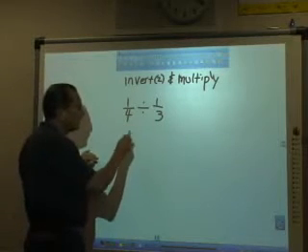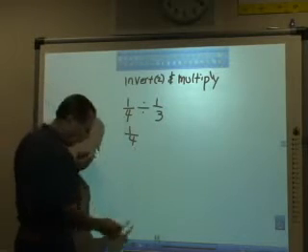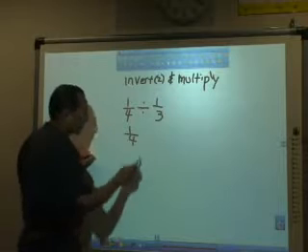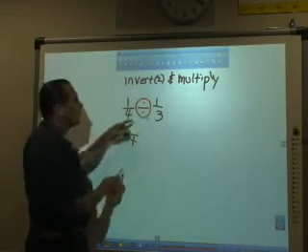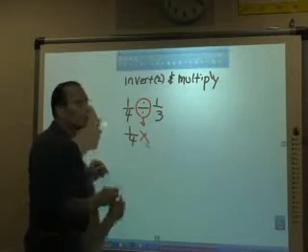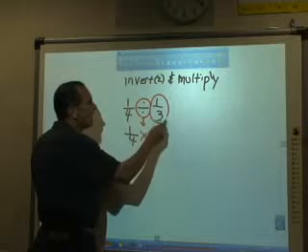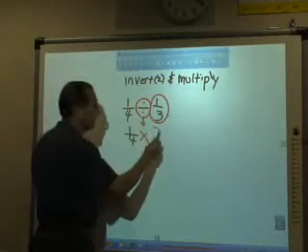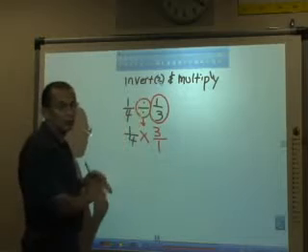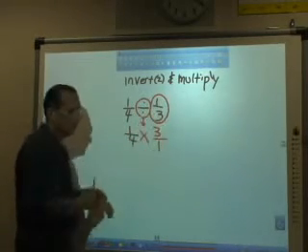So what we're going to do is keep the first fraction just like it is, 1/4. We're going to change our division sign to multiplication. And then we're going to invert our second fraction. That's the reason I have a 2 up here. We're going to invert the second one. The 3 goes to the top, the 1 goes to the bottom.